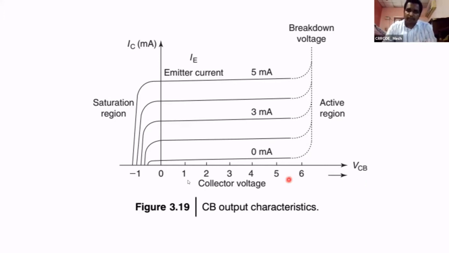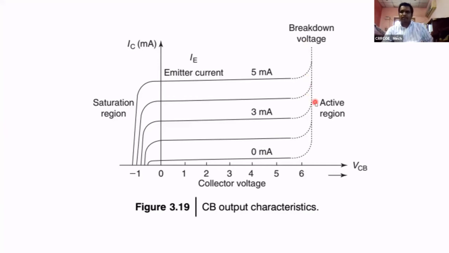Even if we increase the output voltage, there is no increase in the IC current. The IC current is constant, but depends on the IE. The relation between IC and IE is there, not between IC and VCB. Now, beyond this active region, I also explained reverse breakdown in the PN diode. If the reverse biased voltage increases further, it crosses the breakdown voltage, then comes into the breakdown region. That is a different region, a special case.